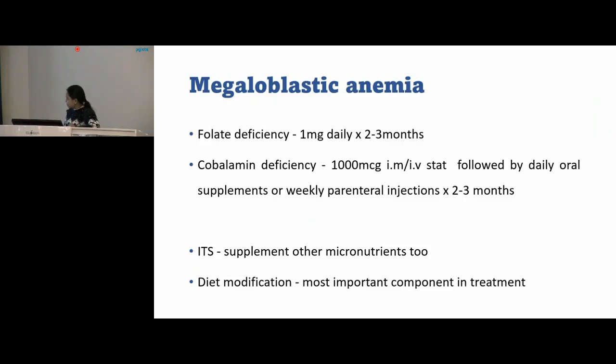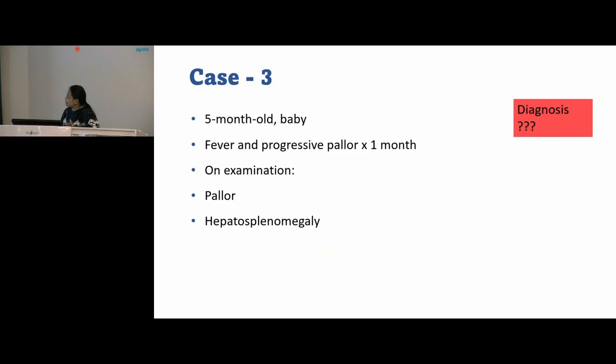But if we are dealing with infantile tremor syndrome, it is due to multiple micronutrient deficiencies, which is quite common in our scenario. So we need to give other micronutrient supplementation as well in these patients. And the most important thing is parental counseling in nutritional anemia, be it iron deficiency or megaloblastic. Diet modification is the most important component that you have to keep in mind while dealing with the treatment of nutritional anemia.